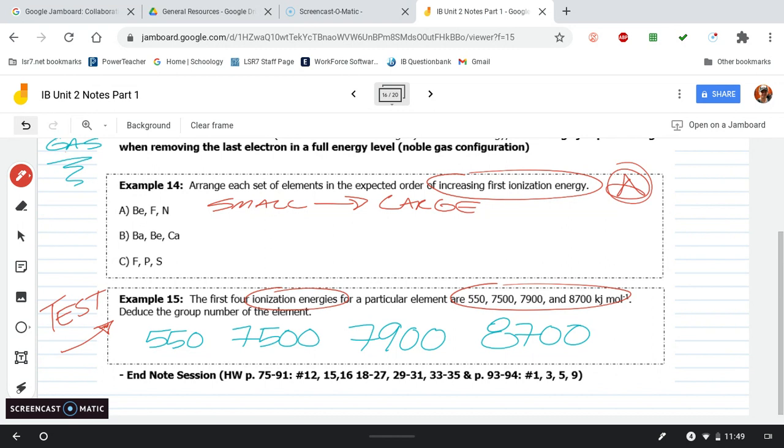So every one of these is a new electron. Like the 550 is for the first electron, and then the 7500 is for the second, and then this is the third, and this is the fourth. So every time I take away an electron, it's going to cost a little bit more energy. So I write them out, and then I look at my values, and I ask myself, okay, which one of these has the biggest difference? Not the biggest number, but the biggest difference, right? So I'm looking for the biggest difference.